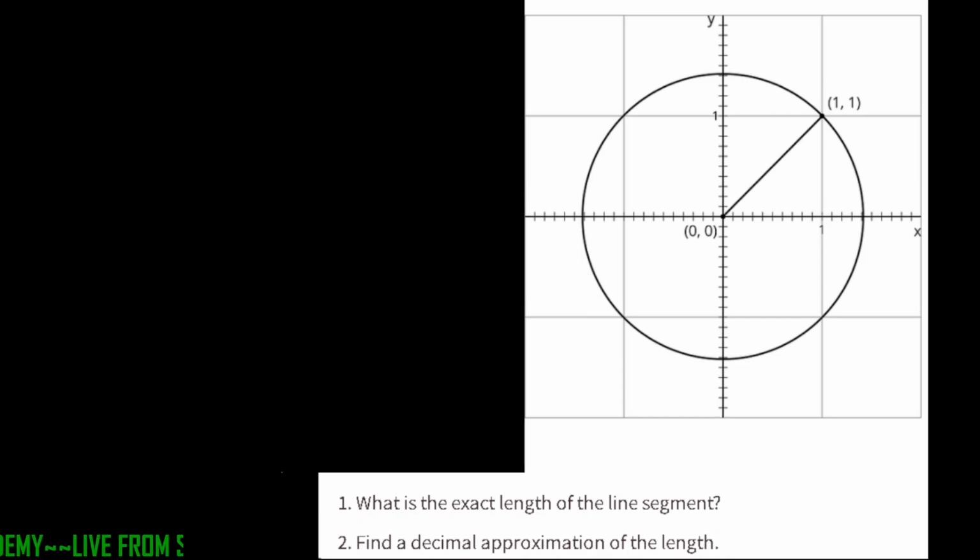Still talking about side lengths and squares. It says, what is the exact length of the line segment? And then we're trying to find a decimal approximation of that length. It gives you that this segment goes from (0, 0) to (1, 1). Again, we can't say this is 1 because it's on the diagonal.